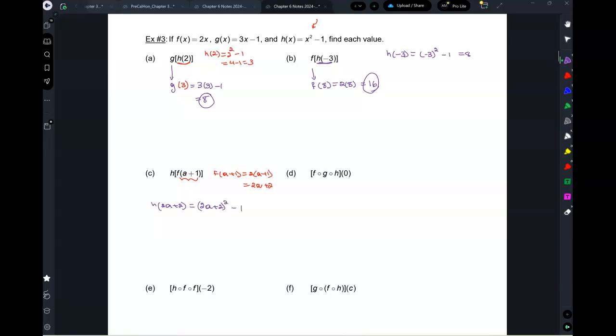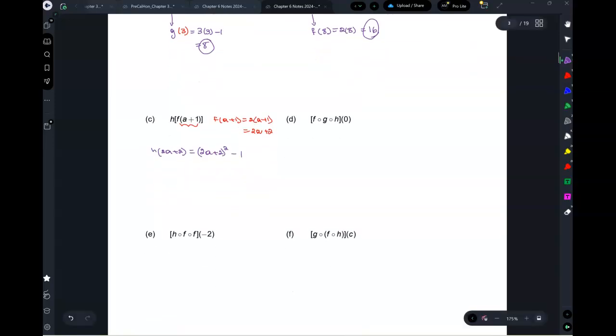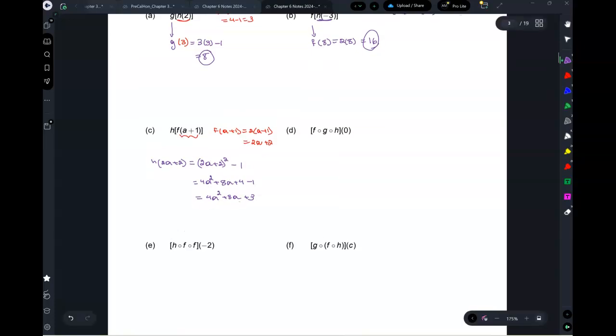Okay, you see why we've been doing this since chapter 1, right? Because now it's just a smaller part of a big problem. Okay, square this: 4a squared plus 2a times 2, 4a times 2, 8a plus 4 minus 1, 4a squared plus 8a plus 3. Okay, done.